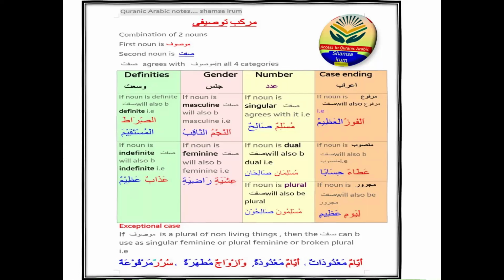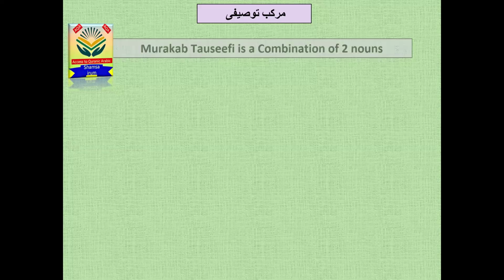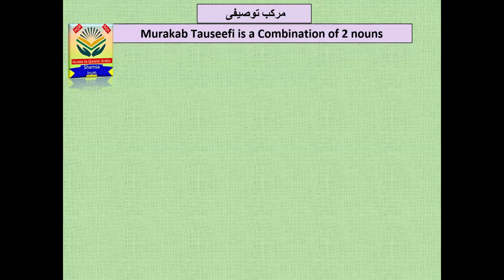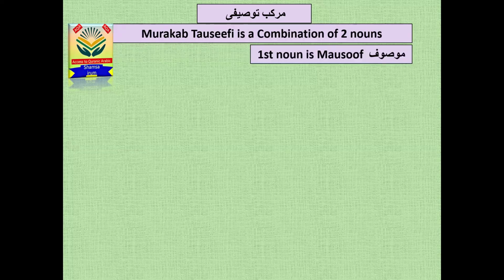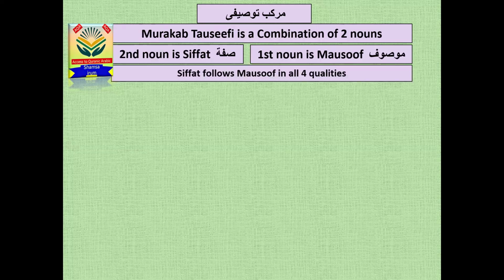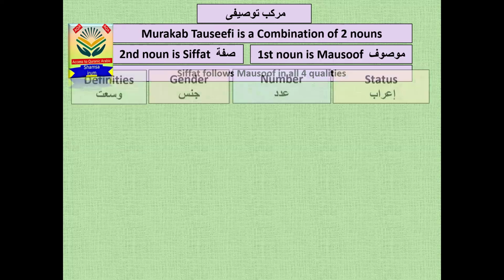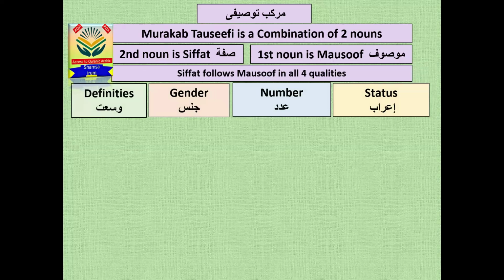So what I did now, I tried to copy my notes again for more clarity, because this picture is not clear. So I made a summary of the whole lecture for you. Murakab Tauseefi is a combination of two nouns. The first noun is mawsuf and the second noun is sifa. Sifa follows mawsuf in all four qualities, and these four qualities are these.